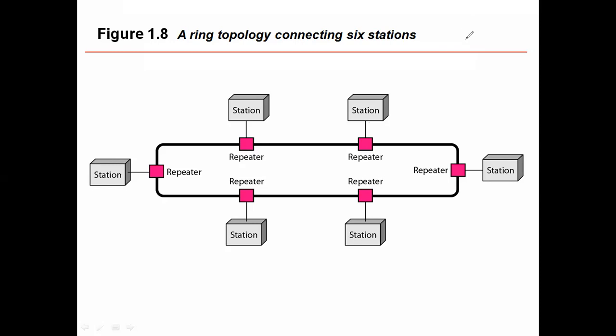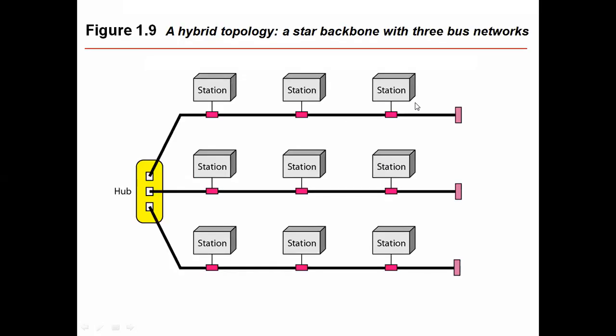The next one is hybrid. Okay. So here in this hybrid, we have two topologies combined together to form a single topology. That is called as hybrid. So here all the systems are connected plus two points.